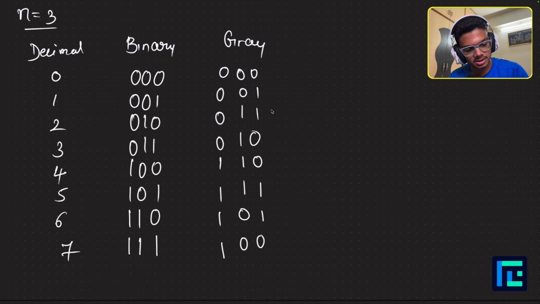If you go from 0 to 1's gray code, only 1 bit has to be changed. If you go from 1 to 2's gray code, only 1 bit has to be changed. If you go from 2 to 3's gray code, only 1 bit has to be changed. Similarly, from 3 to 4's gray code, only 1 bit has to be changed. For 4 to 5, again 1 bit has to change. For 5 to 6, only 1 bit has to change. Similarly, from 6 to 7, only 1 bit has to be changed. So I guess I have made it clear that gray codes are very efficient and they're very important.